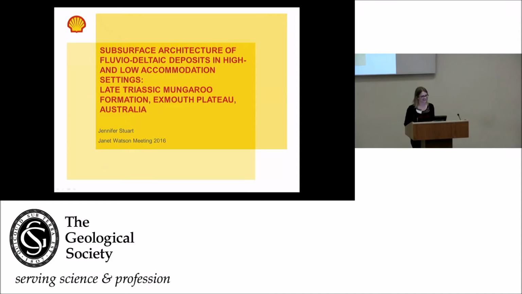Hi there. Quick caveat, this is actually my PhD work that was done at the University of Leeds, so excuse the yellow shell-ified backgrounds. Today I'll be discussing the depositional styles of the Mungaroo Formation using a combination of seismic and well logs.